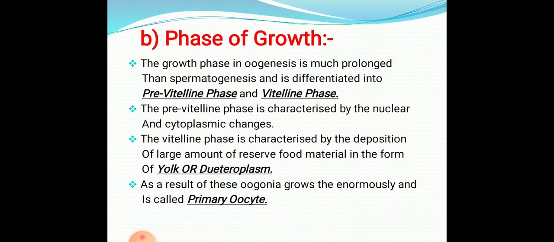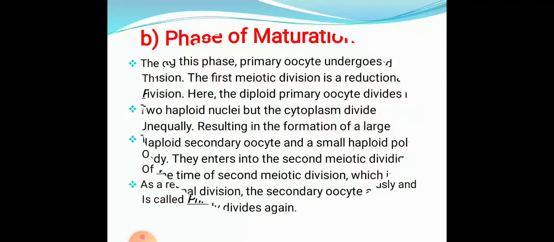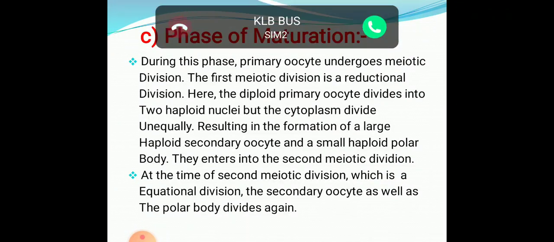As a result of this, the oogonia grows enormously and is called the primary oocyte. So in the growth phase the oogonia becomes enlarged. The oogonia grows enormously and this is called the primary oocyte. Okay, in the next slide, the phase of maturation.